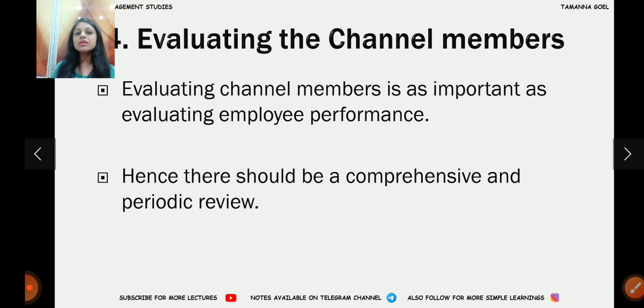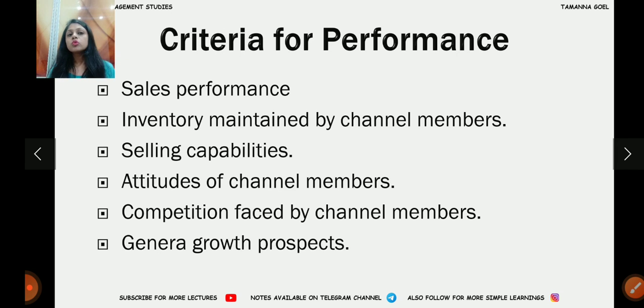Then comes evaluating the channel members. It is very important to evaluate their performance from time to time. How are they actually performing? How much are they selling? How much sales are they bringing into the company at the end of the day? Hence, there should be a comprehensive and periodic review. So what can be the criteria of performance? It's not just the sales numbers.